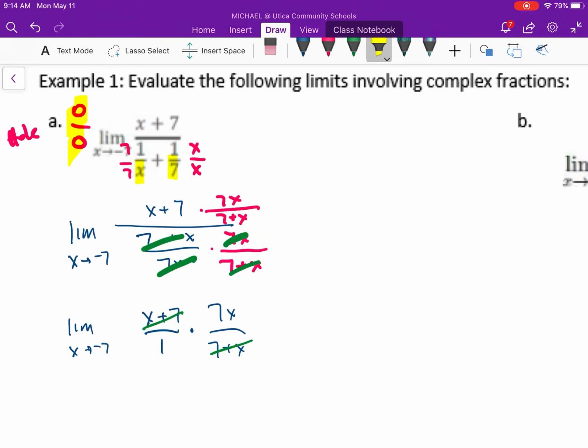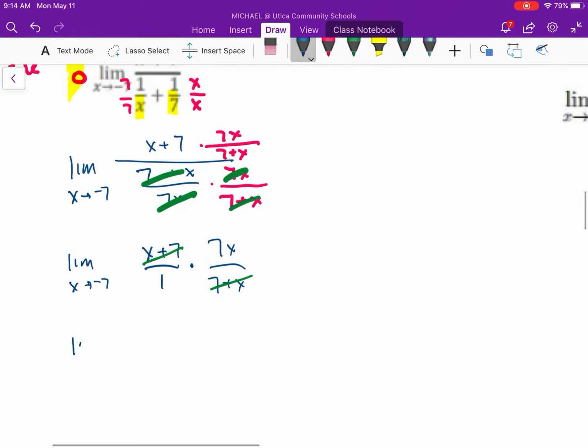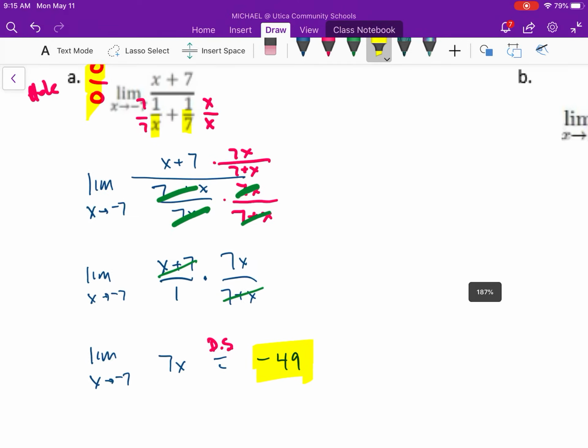That's where that canceling out comes in with the 0 over 0, leaving me with the limit as x approaches negative 7 of just 7x. And I can do direct substitution again. When I do direct substitution, I get negative 49. And that is your answer to that limit.